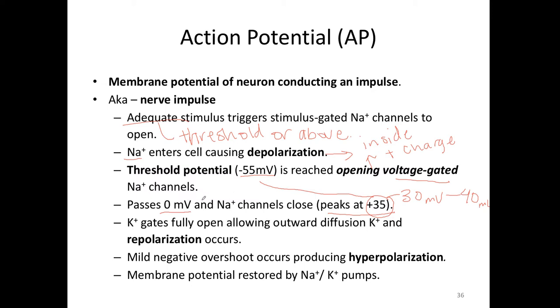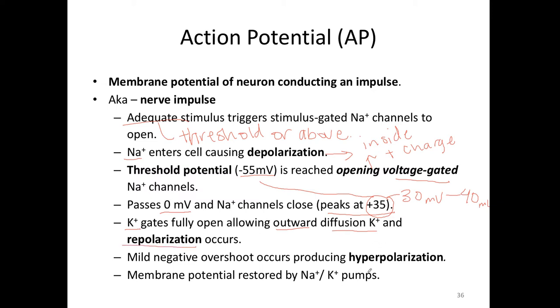That the voltage-gated sodium channels remain open. After that range, they close. They only have a particular voltage range they like to be open during. However, positive 35 to 40 is the voltage at which voltage-gated potassium gates like to be open. And so they're going to open and let all the potassium that's been stored up inside the neuron during resting potential out. So we have outward diffusion of potassium, and that results in repolarization.